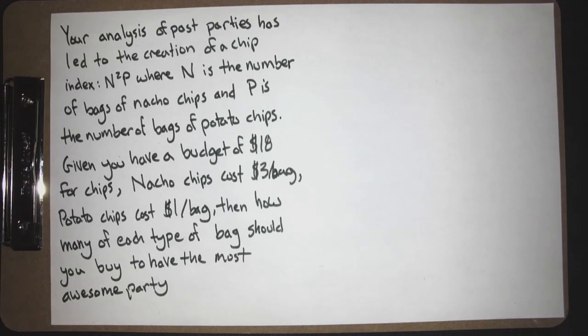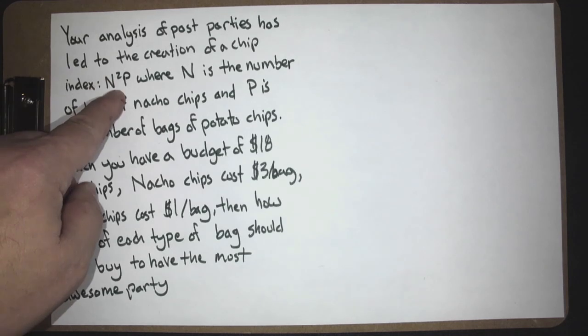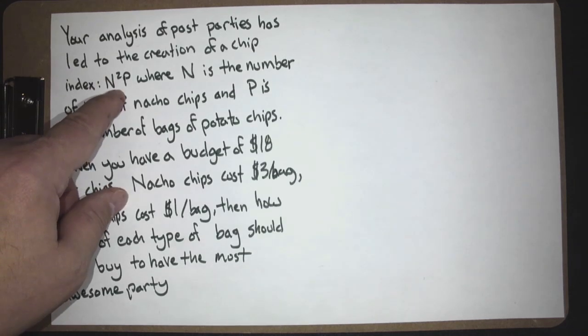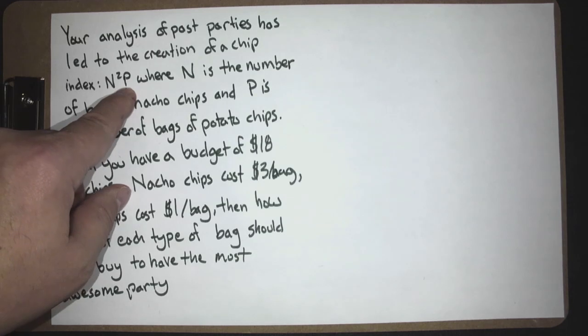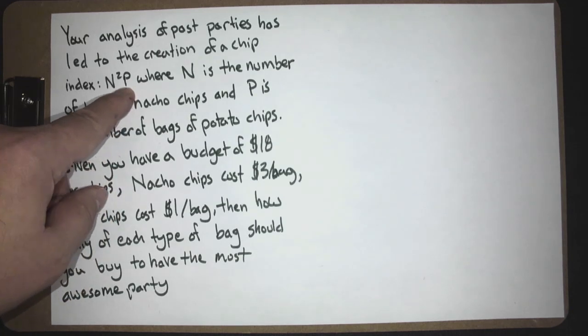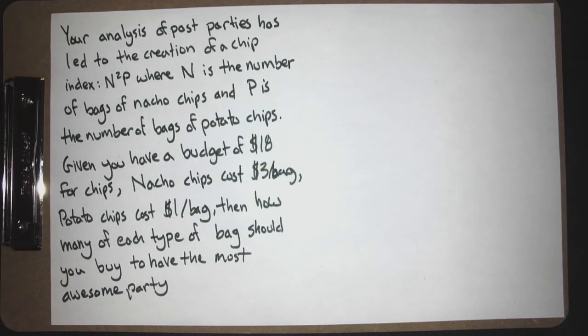So you then say, oh, just buy nacho chips, right? But then if you just buy nacho chips, what happens? You end up with no potato chips, and your chip index goes to 0. Well, that's why you buy the most nachos without at least taking a potato chip, and then it's just 25 times 3, which is 75.